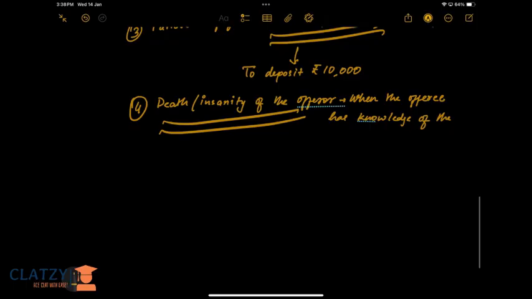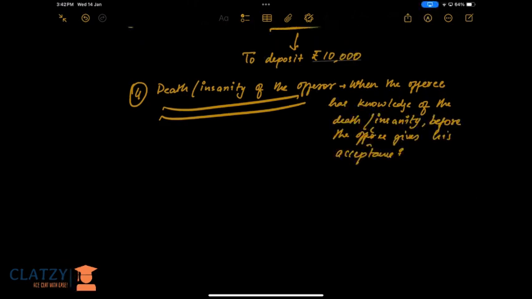It means that when, let's say I make an offer to you to sell my bike, saying, will you buy my bike at rupees 50,000? After I make this offer, let's say I die, and you have knowledge of the fact that I have died, and you did not give your acceptance before I died. In this case, my offer has lapsed. But if you had already given your acceptance before I died, then the offer does not lapse.